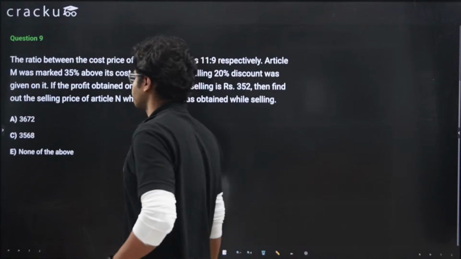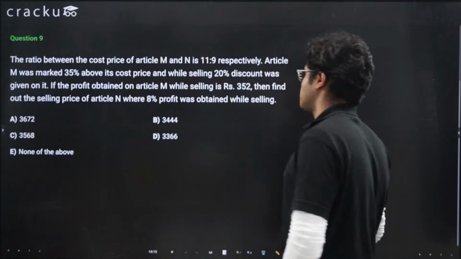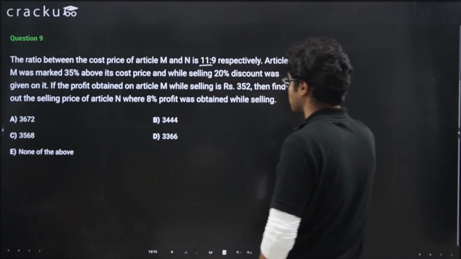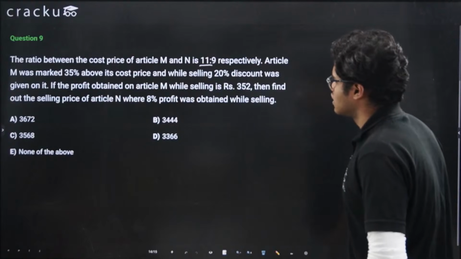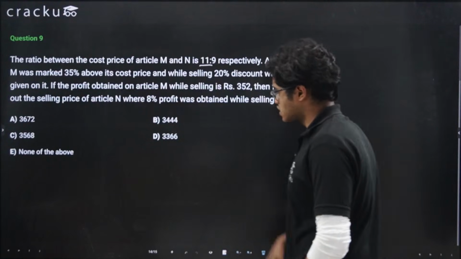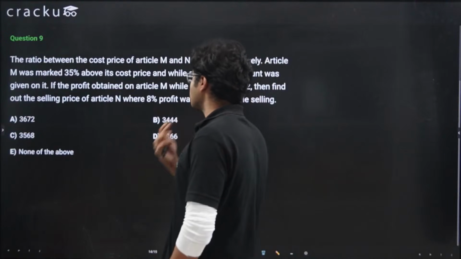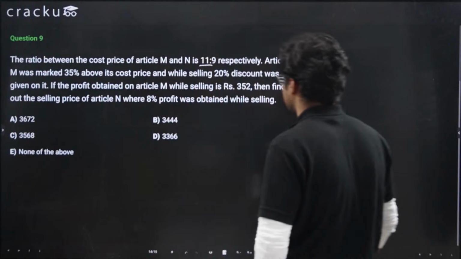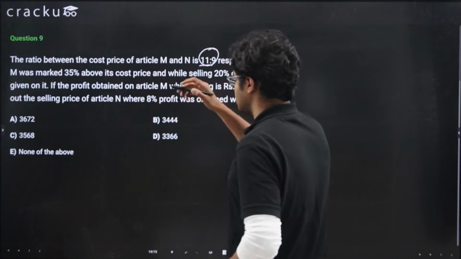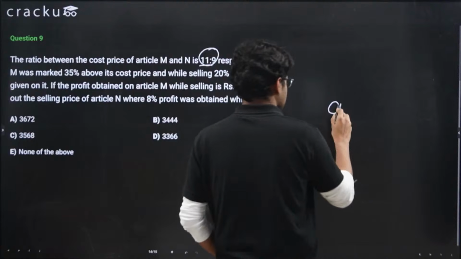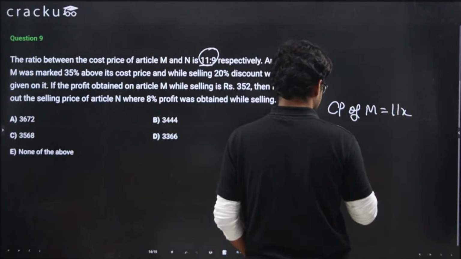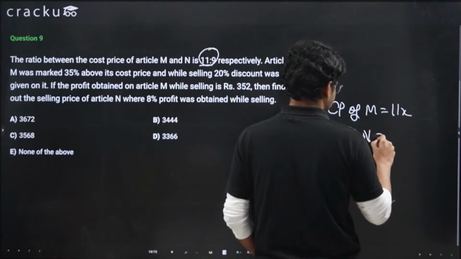Let's read the question. The ratio between the cost price of article M and N is 11 is to 9 respectively. Article M was marked 35% above its cost price, while selling 20% discount was given on it. And the profit obtained on article M while selling is rupees 352. Fine. Let us take the common variable as X. Means let us take the cost price of M equals 11x, cost price of N equals 9x.